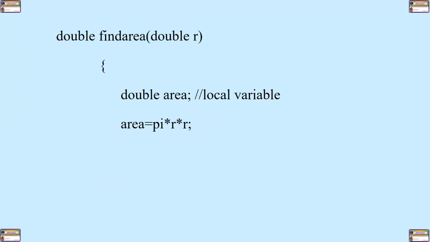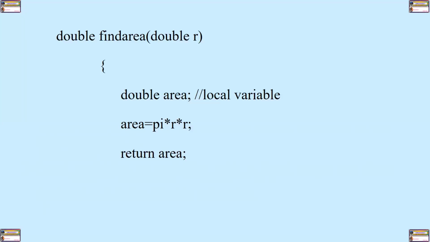And then we have this other function here. Now this function is called find area. Inside this function, we have this variable here. It's called area, of type double. Now this variable called area is only known and is only going to be used within this function.